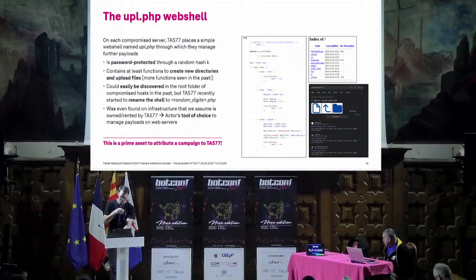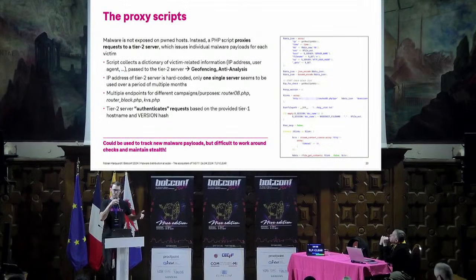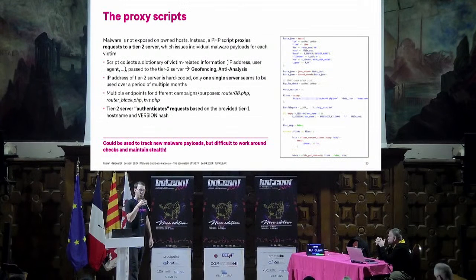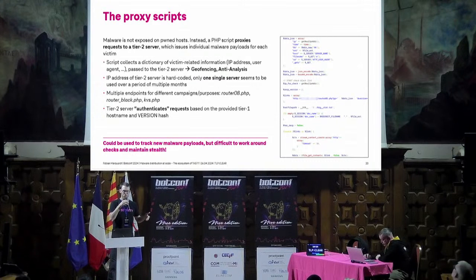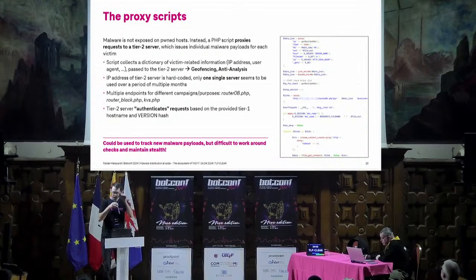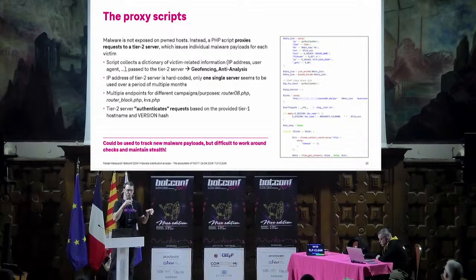So this is the first thing they do, but then how do they actually distribute the malware? Do they simply put the malware on the servers? No. They have tried not to do this in most cases, I think because they don't want to give away that much on a server that they don't own. So what they put instead is a kind of PHP-based proxy script. What that does is collect some information about the victim on each request and proxy it to a tier 2 infrastructure.